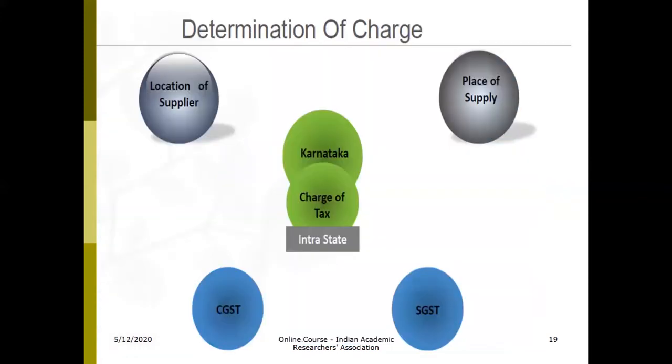Now you see the determination of charge in case of intra and interstate. There is an example. If Karnataka is the location of the supplier and the place of supply is within Karnataka, then it is divided between the central government and the state government of Karnataka only. No other state is levied any tax except Karnataka.